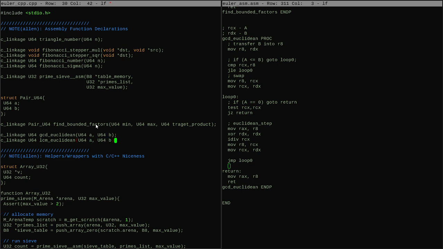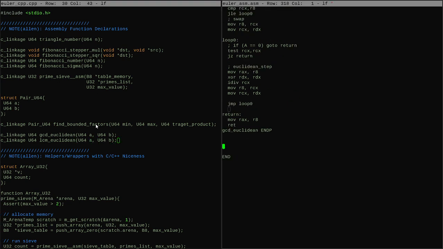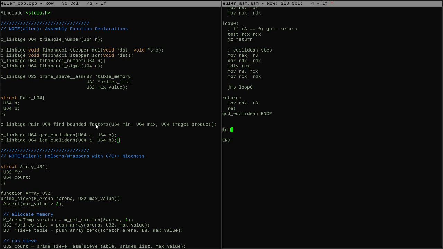A, B. This is a pretty straightforward one. LCM, least common multiple by the Euclidean algorithm, is just going to be what we talked about on the whiteboard. I've got RCX has A, RDX has B. I'm going to immediately call, wait, let me think. I'm going to modify RCX and RDX.